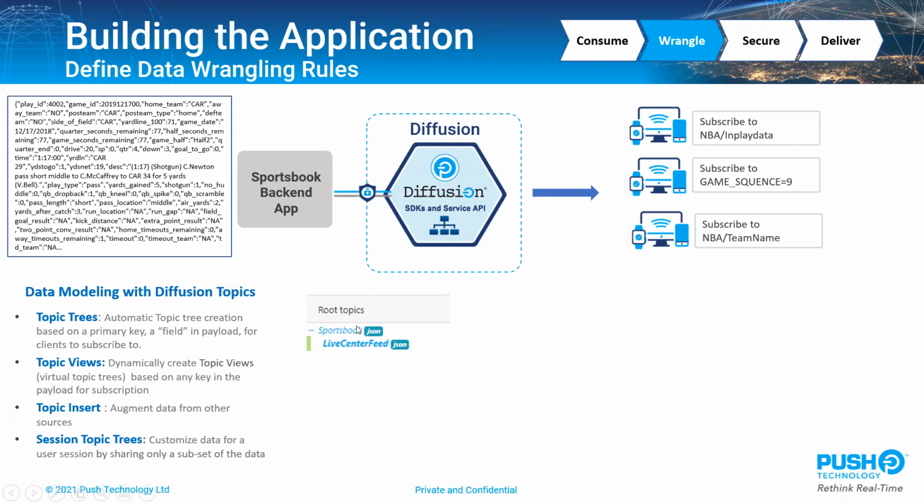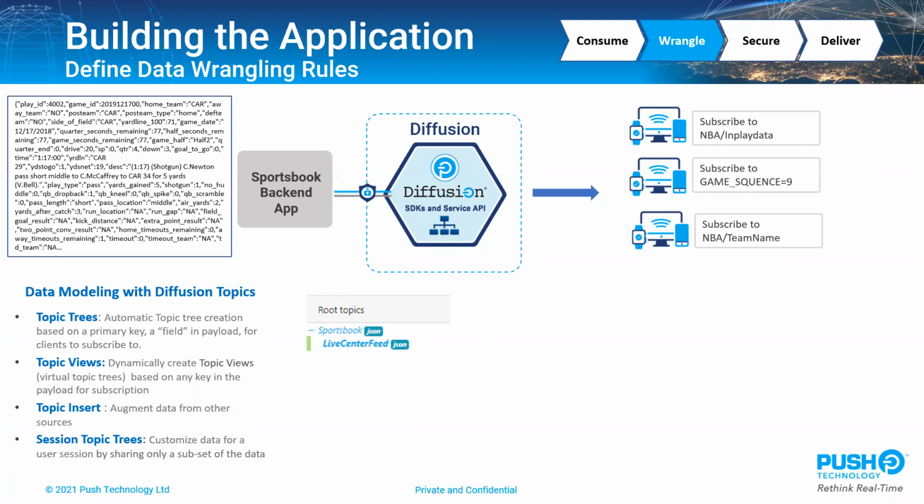It's coming in as a root topic. It's coming in my live center feed for my sportsbook. I've created my topic tree. Now I can create topic views. And these are created by those single lines of configuration, what we call a specification. And you'll see that growing inside of the next build of this slide.